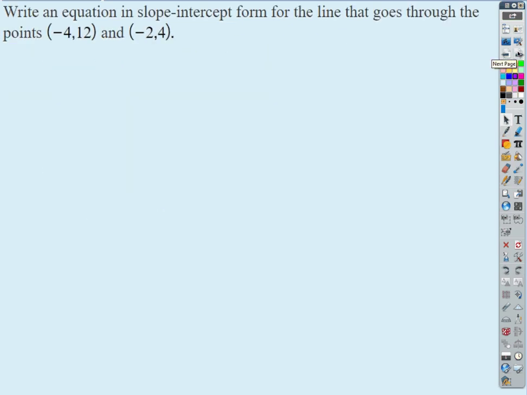Write an equation in slope-intercept form for this line. So we need a slope-intercept. We're going to have to start off with point slope, aren't we? We need a slope first. So what's our slope going to be? You guys already told me that the slope formula is y2 minus y1 over x2 minus x1. So let's plug in some numbers. What's that give us?